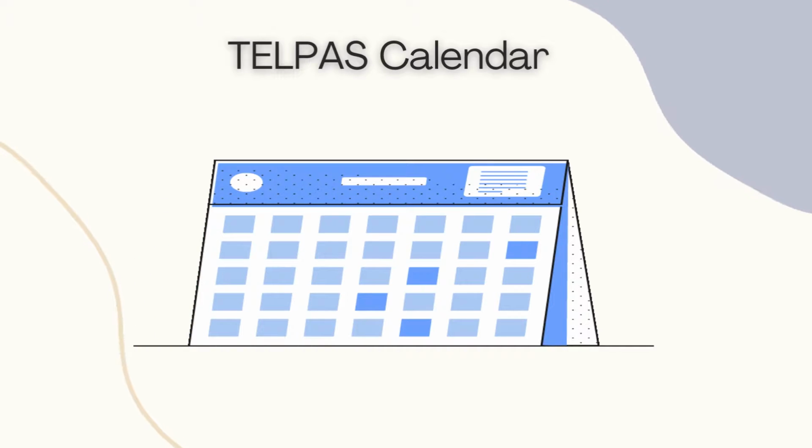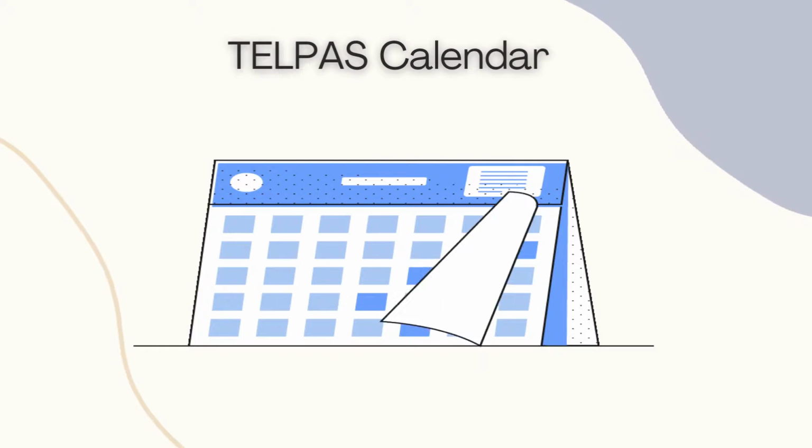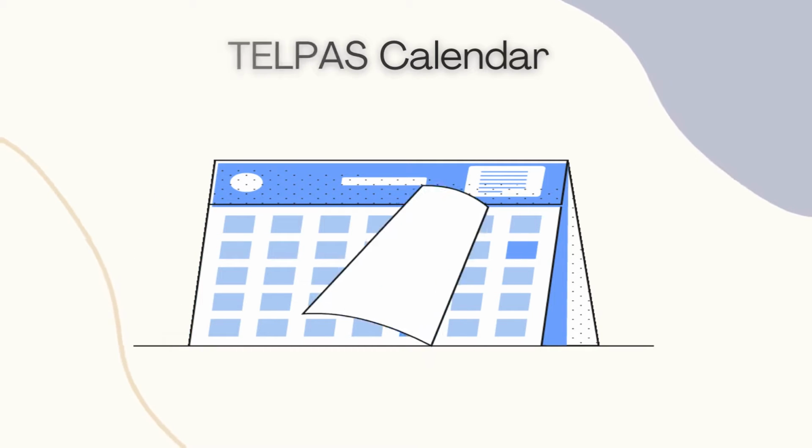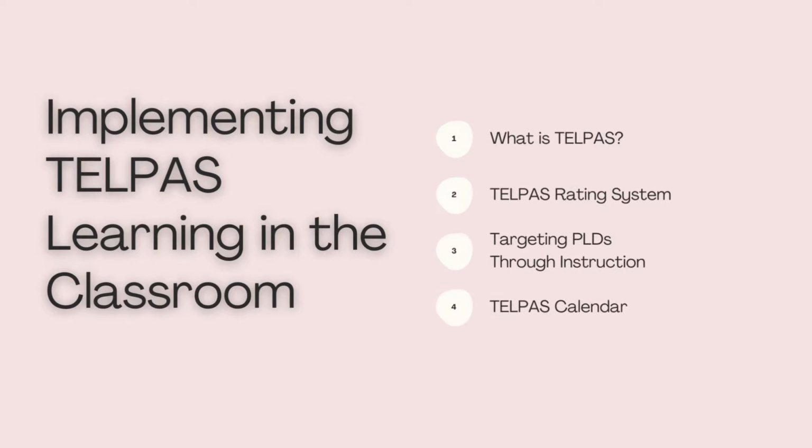TELPAS composite scores are required to be included in the students' records and are also necessary for the end-of-year LPAC meeting. In this lesson, we learned about the Texas English Language Proficiency Assessment System, the TELPAS rating system, and the need to assess emergent bilinguals' language acquisition using language domain-specific proficiency level descriptors, as well as the time frame the TELPAS takes place in every year.